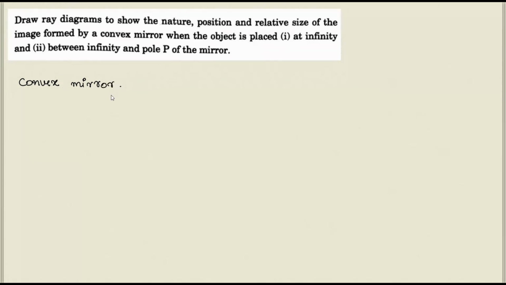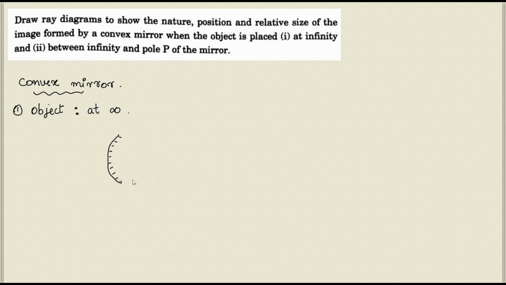So whenever you are drawing a ray diagram, you should use any two rays. Only two rays should be chosen to draw the ray diagram. Now, when the object position is at infinity, if it is a mirror or a lens or if it is concave or convex, it doesn't matter. If the object position is at infinity, that means you should always choose two rays parallel to the principal axis. Now this is a convex mirror, so I can represent the convex mirror like this. Non-reflecting side comes like this, isn't it?